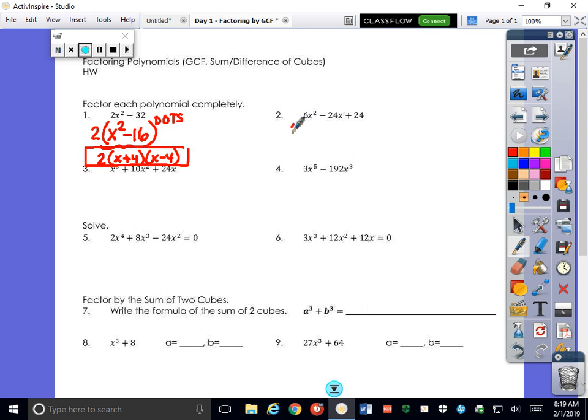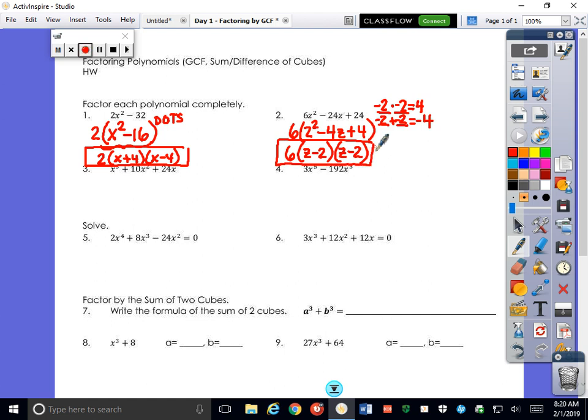Number 2, they have a 6 in common. When I factor out a 6, I'm left with z squared minus 4z plus 4. When I look at what I have left over, I can notice that the z squared minus 4z plus 4 can still be factored. Remember, we're looking for two numbers that multiply to give us 4 and add up to negative 4. So that would be negative 2 times negative 2, because negative 2 plus negative 2 is negative 4. So this ends up becoming z minus 2 and z minus 2 with the 6 in front.